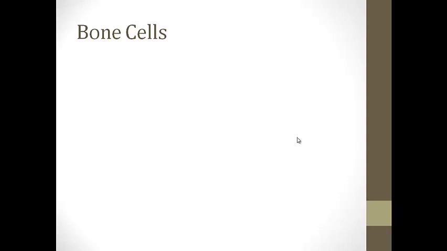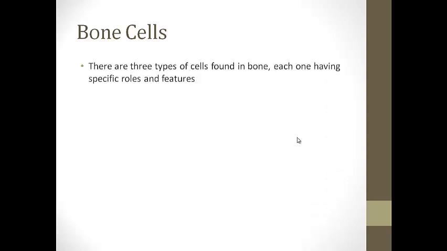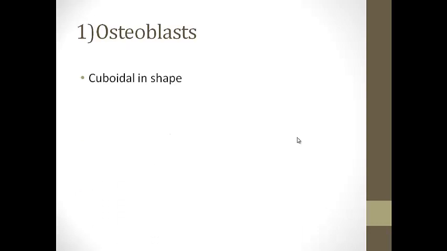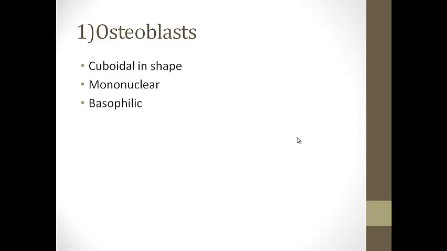And now let's look at the different types of bone cells that we have. There are three types of cells that are found in bone, and each one tends to have a specific role. It has specific features so that you can differentiate the different types. Okay, now with bones or bone cells in general, you're going to find the prefix osteo. Okay, so the first type of cell is what we call an osteoblast. Now, these are usually cuboidal in shape. They are mononuclear, meaning that they only have one nucleus per cell. They are basophilic, which means that they tend to stain dark.